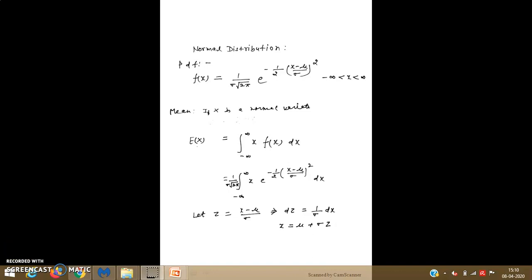Here is the PDF of normal distribution. We have already seen f(x) is given by 1 upon sigma root of 2 pi e raised to the power minus 1 by 2 ((x minus mu) upon sigma) whole square. Here x varies from minus infinity to infinity.